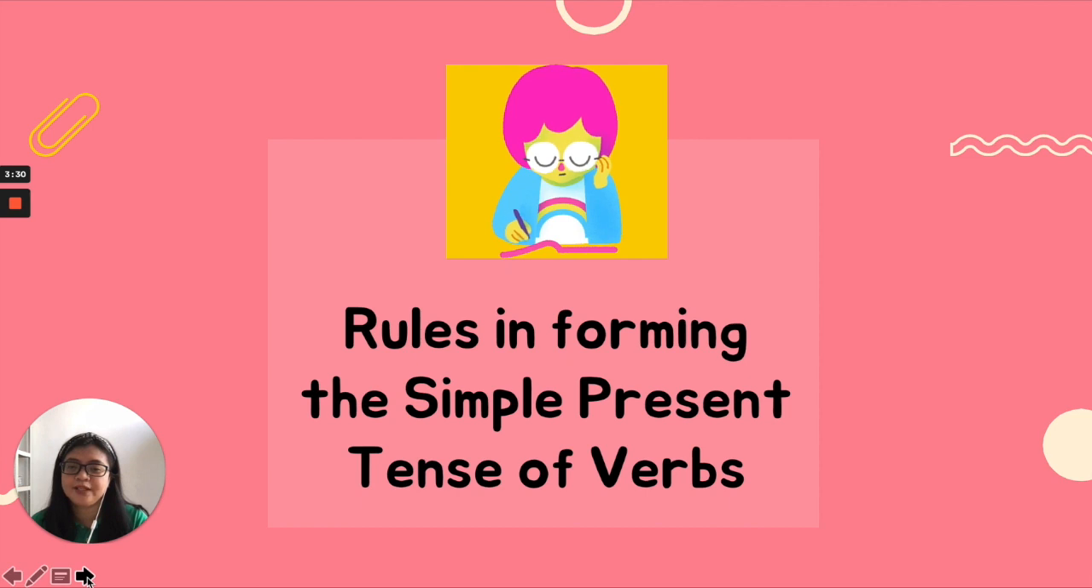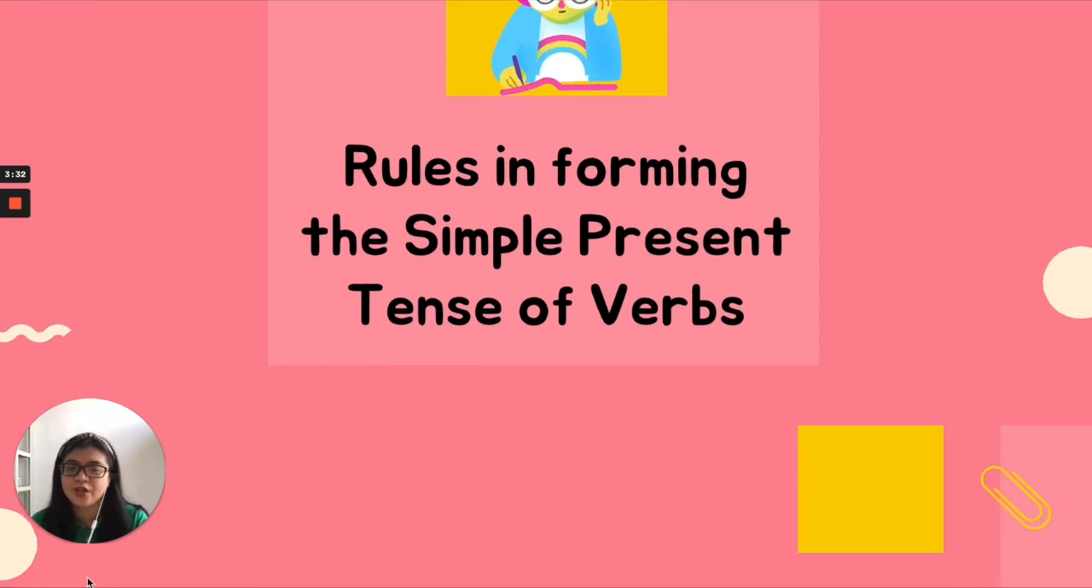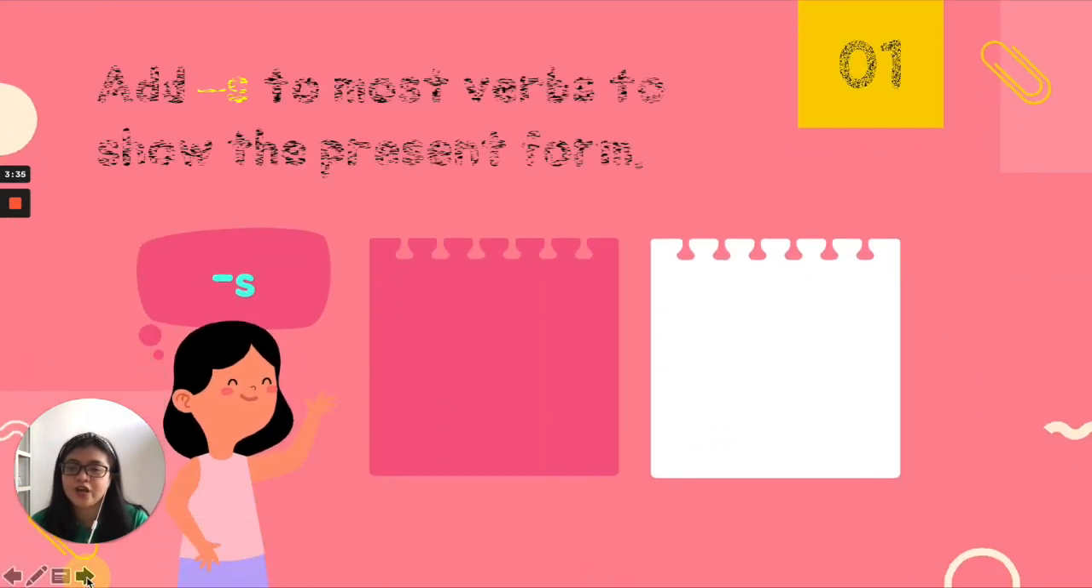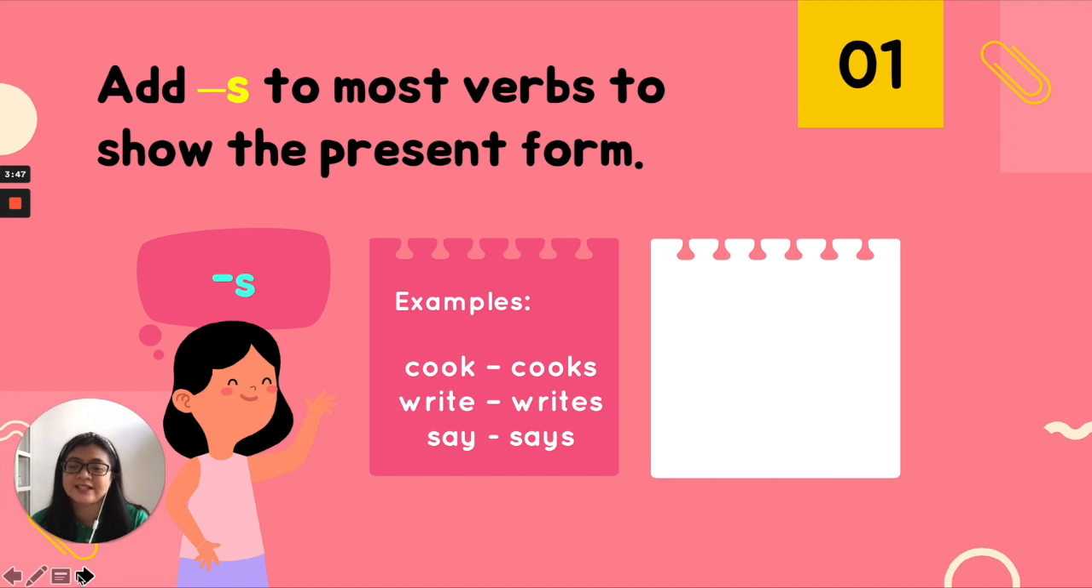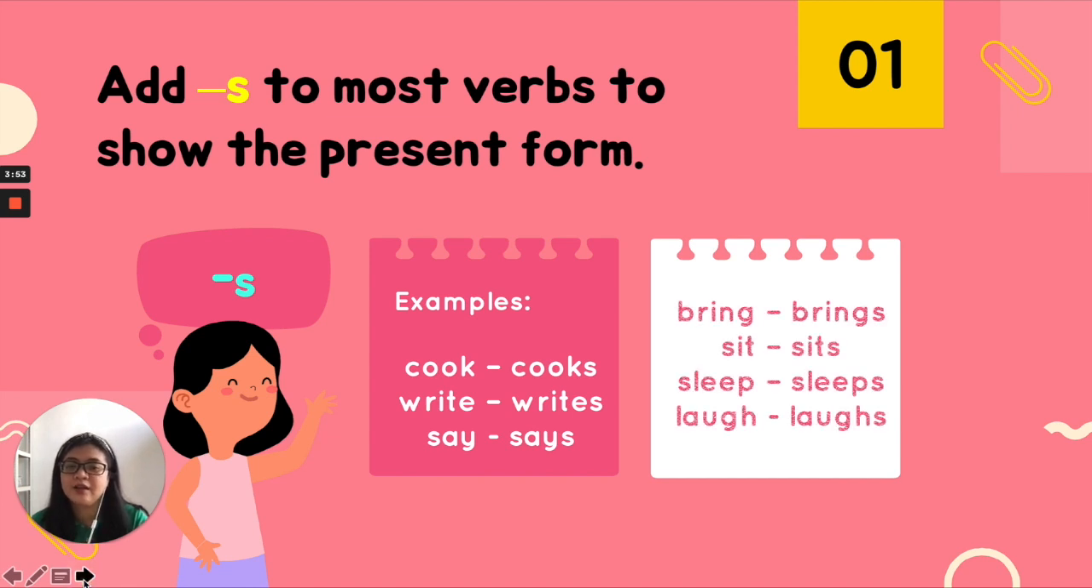Rules in forming the simple present tense of verbs. So we have certain rules when we write the simple present tense form of the verb. Add s to most verbs to show the present form. So for most of the verbs, we just add s. Cook becomes cooks, write becomes writes, say becomes says, bring becomes brings, sit becomes sits, sleep becomes sleeps, and laugh becomes laughs.